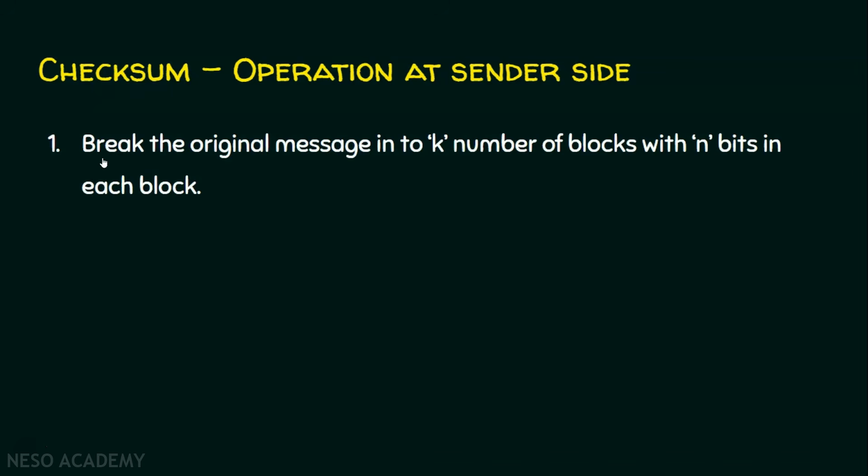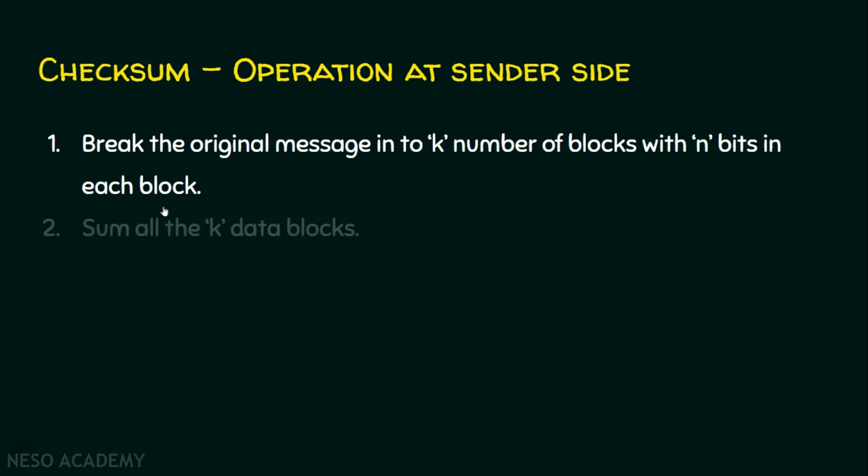Step number 1. Break the original message into k number of blocks with n bits in each block. For example, if we have 20 bits and we want 4 blocks, so we will have 20 bits in 4 blocks, where 5 bits in each block. That is what this point is all about. So breaking the original message into k number of blocks where in each block we have n bits.